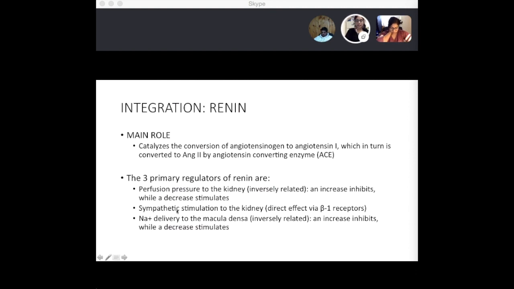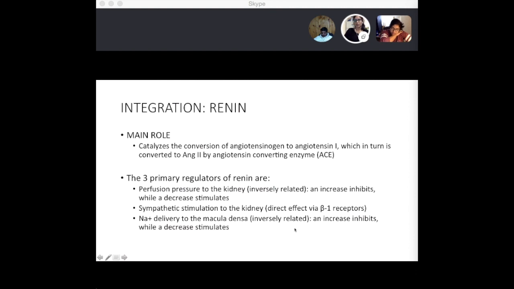The second regulator of renin is sympathetic stimulation to the kidney via the beta-1 receptor. Okay, never mind, I'm not going to talk about that, so I don't confuse myself. But sympathetic stimulation to the kidney is going to occur directly by beta-1 receptors, which is where renin is released. And then sodium delivery to the macula densa is also inversely related.